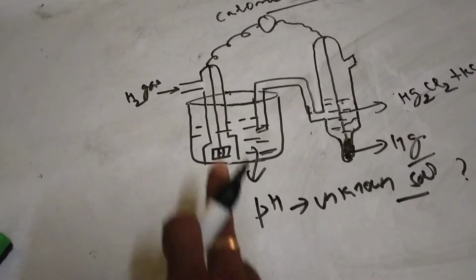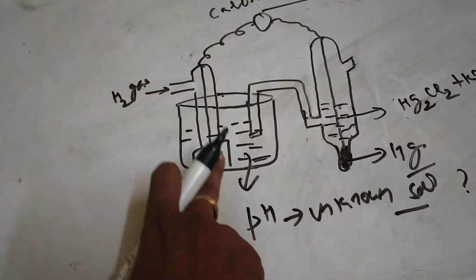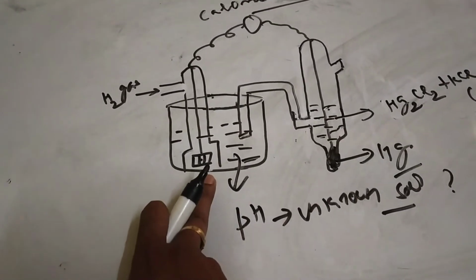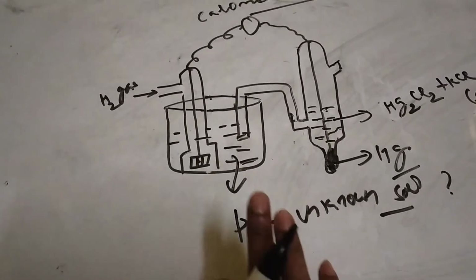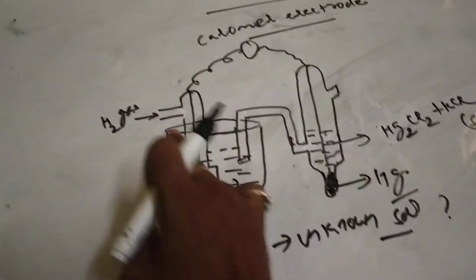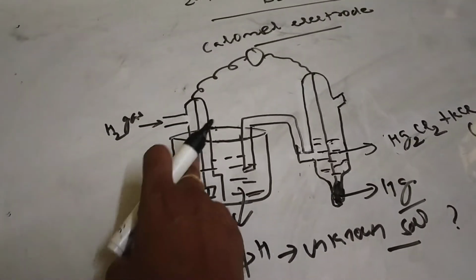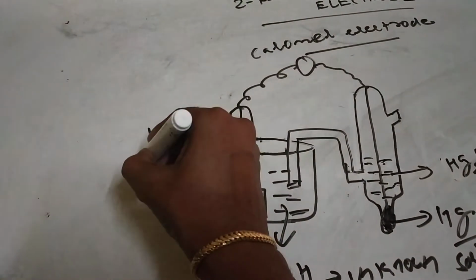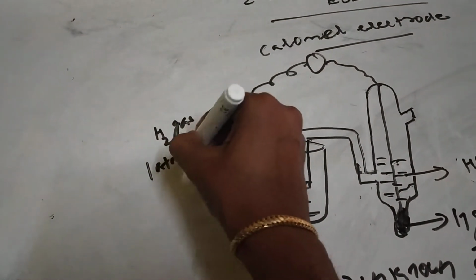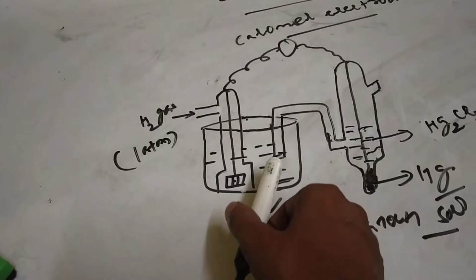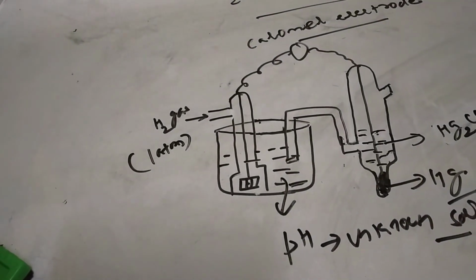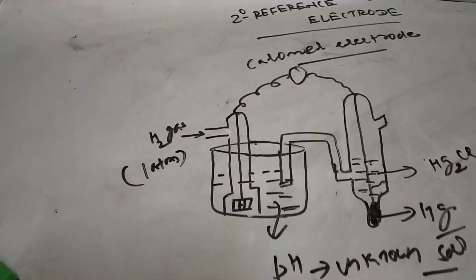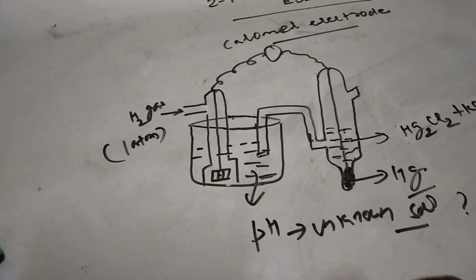We are taking this anode as the oxidation half cell, which contains an electrolyte whose pH value is unknown to us. We are passing the hydrogen gas and this is the platinum electrode. The hydrogen gas here is passed under a pressure of 1 atm. But as the concentration of the solution is unknown, we cannot say it is a standard electrode.